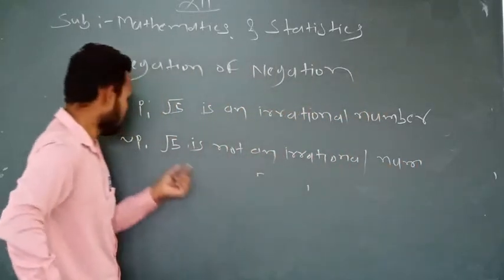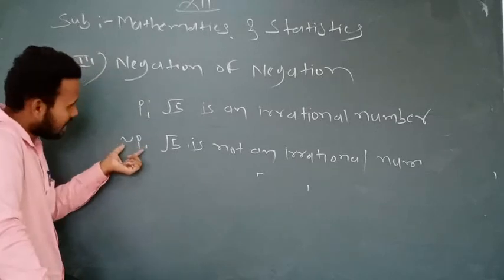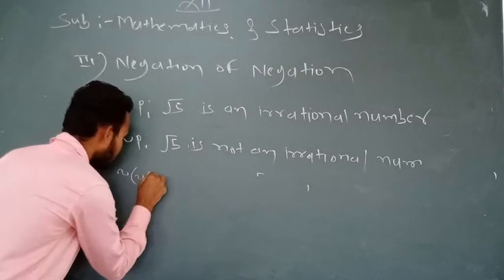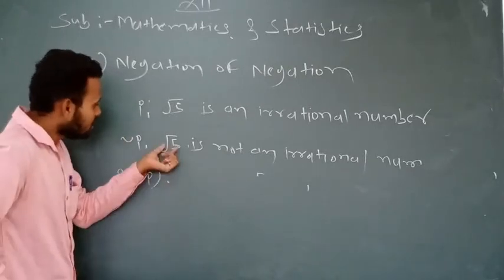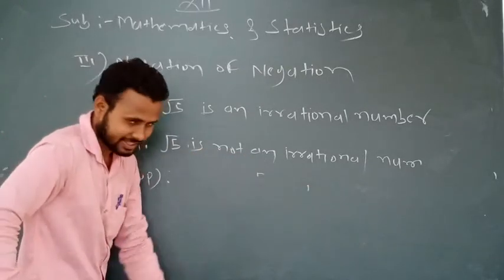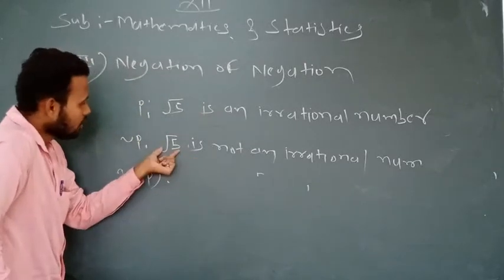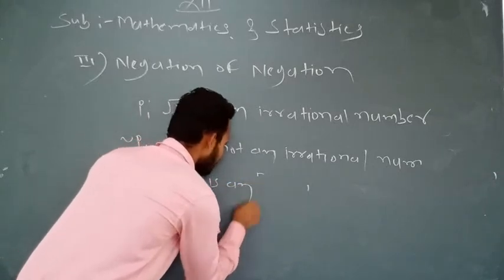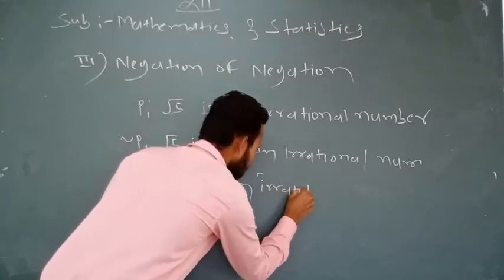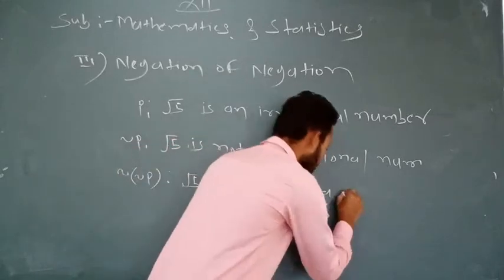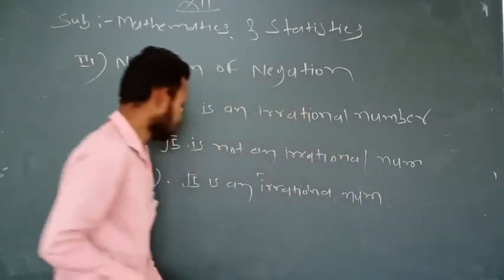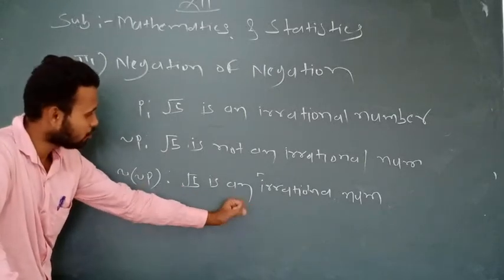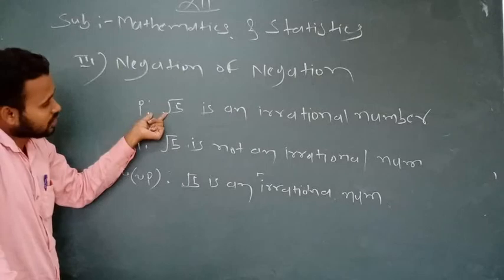First negation: the square root of 5 is not an irrational number. If I take the negation of that statement again, what will it be? The square root of 5 is not an irrational number, therefore its negation is: the square root of 5 is an irrational number. So the negation of the negation of P is the square root of 5 is an irrational number, which is the required statement P.